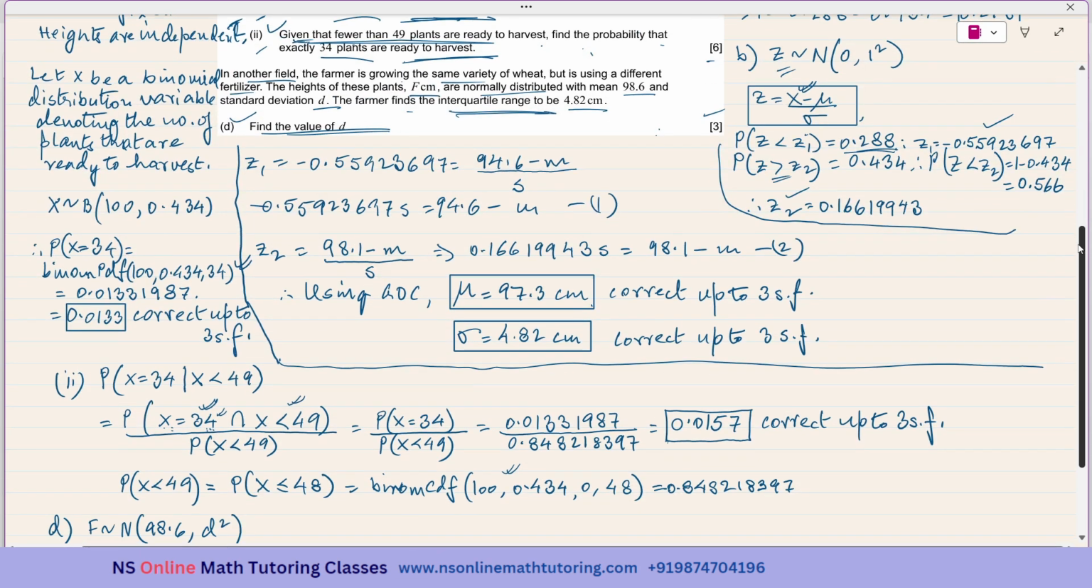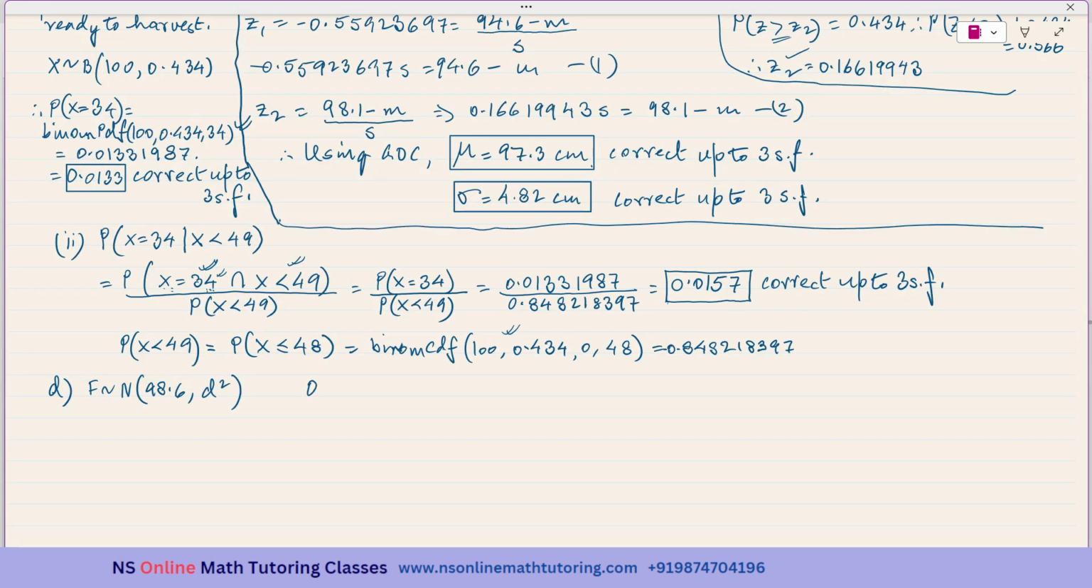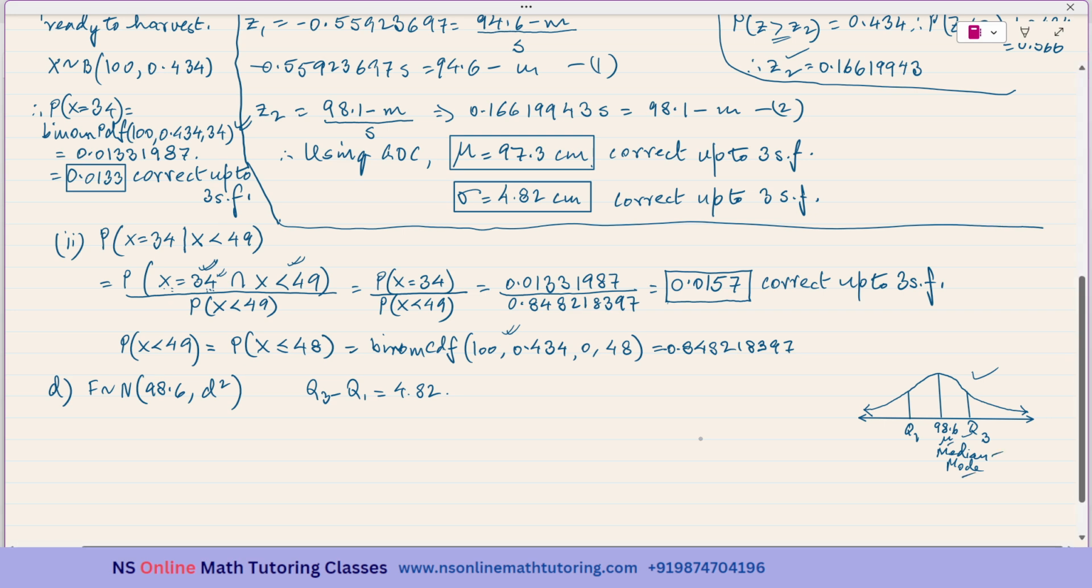The interquartile range is 4.82. So Q3 minus Q1 is equal to 4.82. Okay. Now let us again go back to the normal distribution curve. The normal distribution curve is divided symmetrically into two equal halves at the mean, which in our case is 98.6 centimeters. The mean is the median and the mode for any normal distribution curve. Okay, and also the Q1 and Q3 will be divided symmetrically.